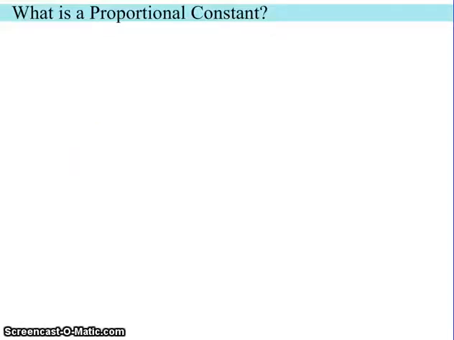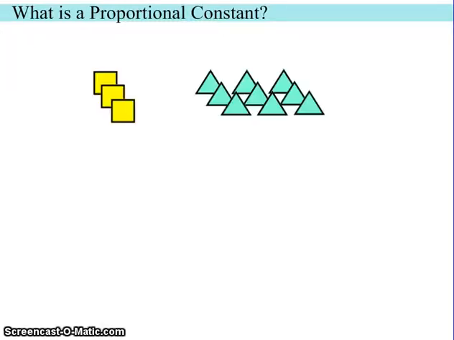Okay, so a proportional constant is just a technical word for the ratio or the value of how two quantities relate. They're just putting a numerical value to it. So when I made the video about what is a proportional relationship, I used two quantities, squares to triangles. In this case, we have a proportional relationship. For every one square, there were 3 triangles. And the proportional constant is just that numerical value that tells you this relationship.